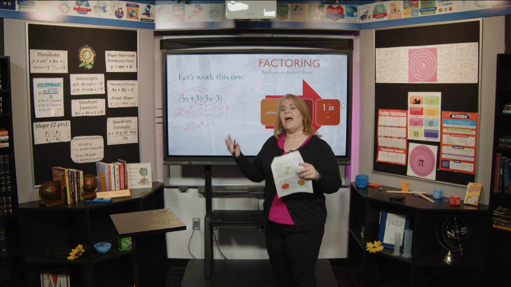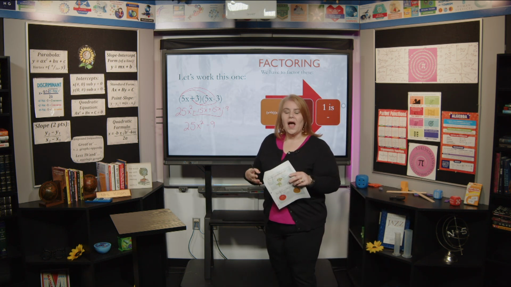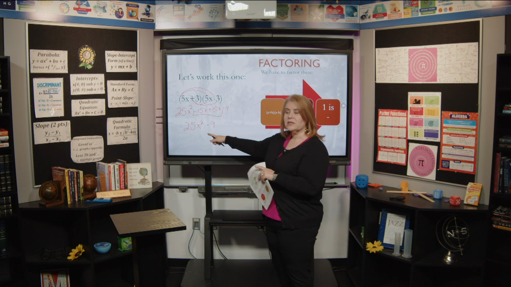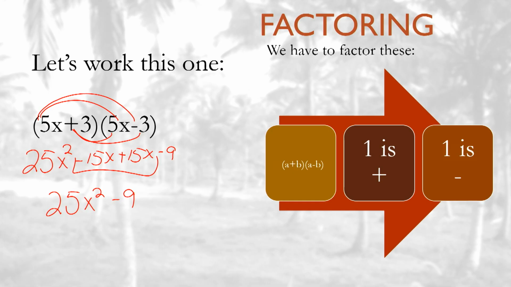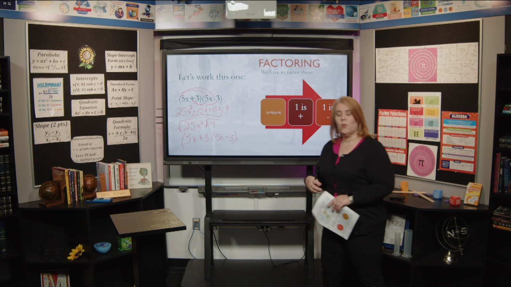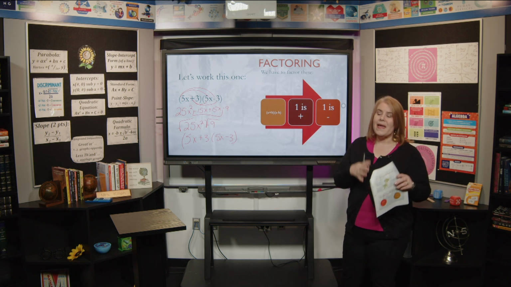So if I wanted to go back and see what I got from taking these perfect squares and going backwards, let's see. If I took my square root like we did first time, the square root of 25 is 5, the square root of x squared is x, the square root of 9 is going to be either a positive 3 or a negative 3. And I go back exactly from where I came. That's how we're making this connection.